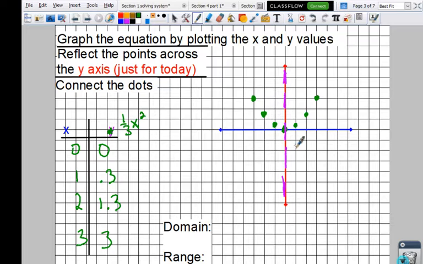So, I've got all my dots here. I reflected my dots over my axis of symmetry, and now I got a nice parabola shape, but I have to actually go through and make my graph, make my line. Go through like that. Alright.